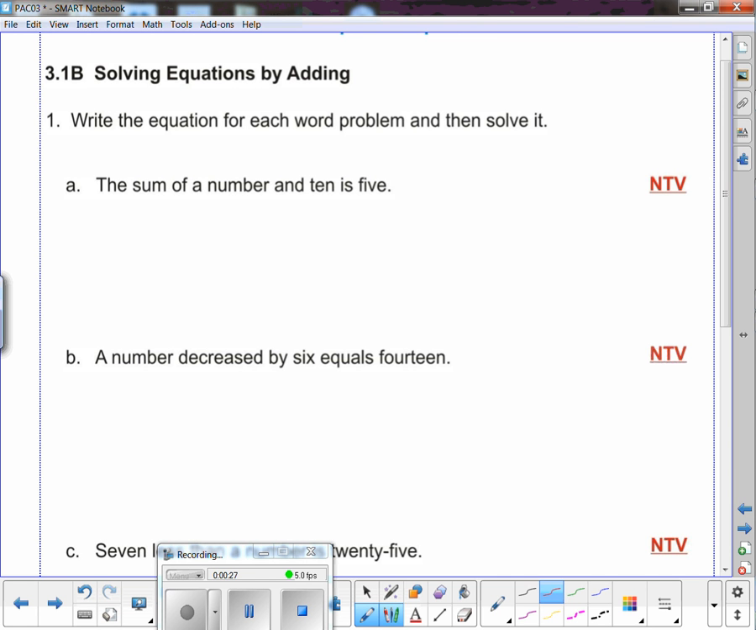So write the equation for each word problem, then solve it. Those are the directions. All right, I'm trying to get you guys used to NTV. How many of the word problems on your homework had a spot where it said NTV? Let me see your hands. Okay, what about the rest of you? Where was your NTV?